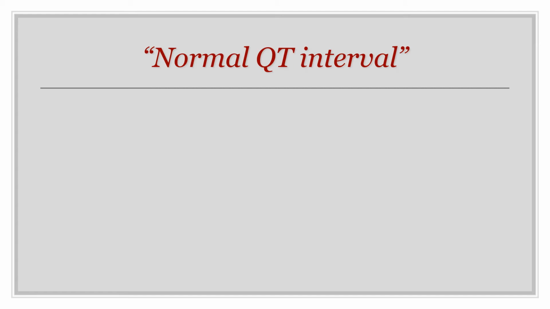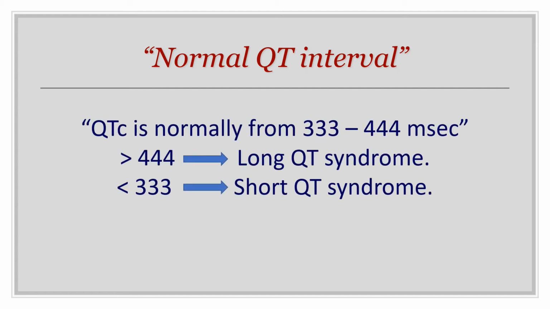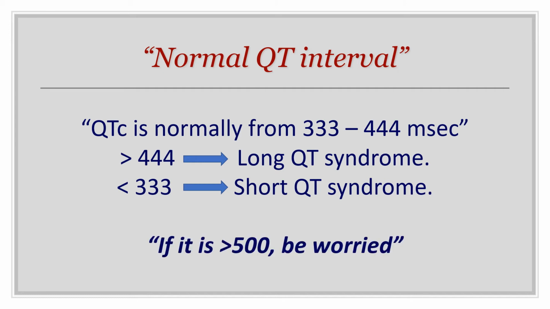So normal QT interval in my head is this: 333 to 444. Anything less than 333, that's short. Anything above 444, that's long. This is how I remember it. Be careful, these numbers are not accurate, but they're not far from being accurate and you will never forget them. Scary numbers are the 500. So any QT interval that is above 500, be worried, keep an eye.